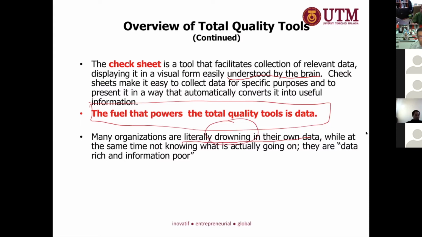So why don't you analyze the data and convert it into information? A company that is drowning with data is data rich, information poor.